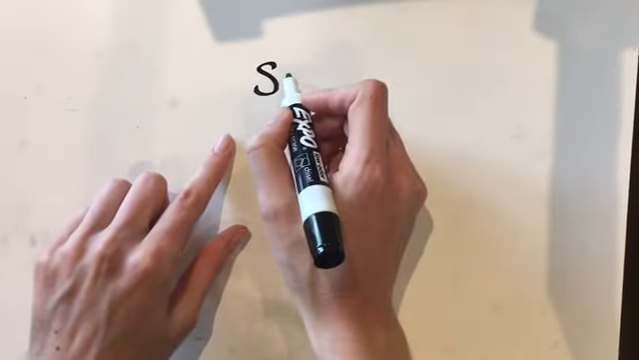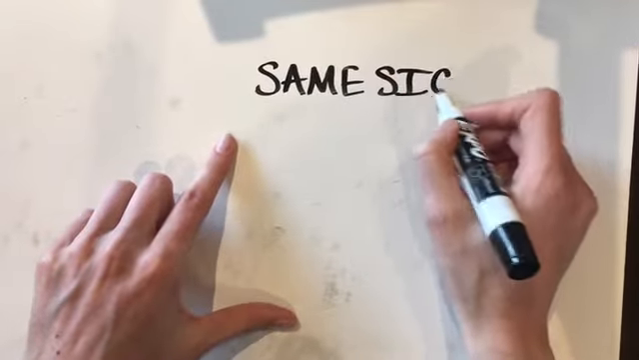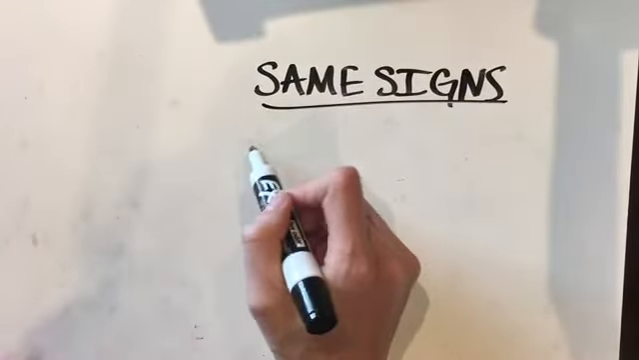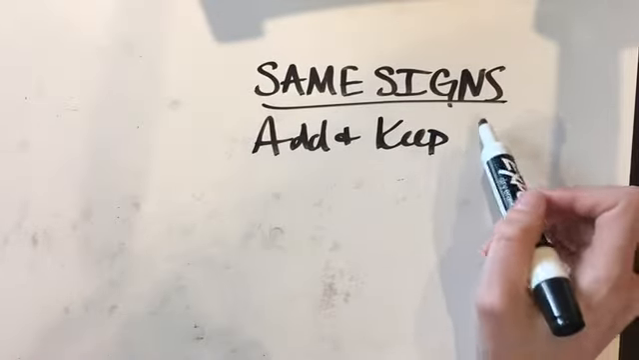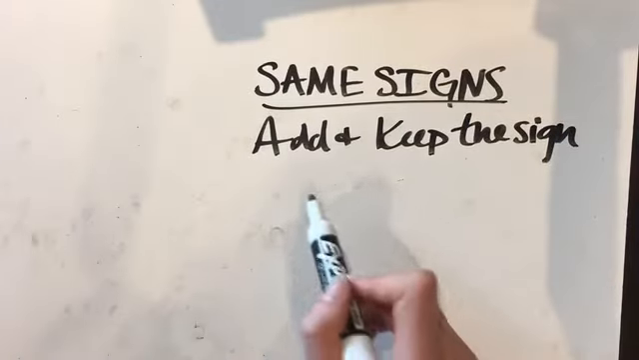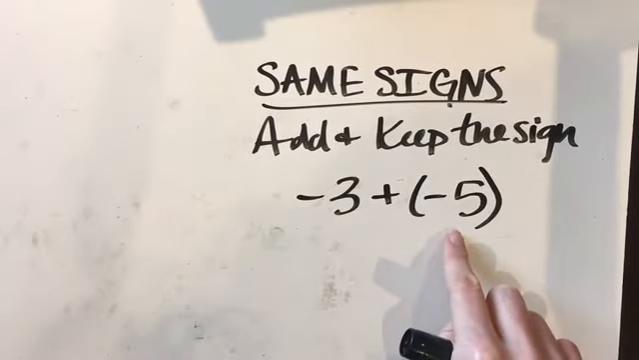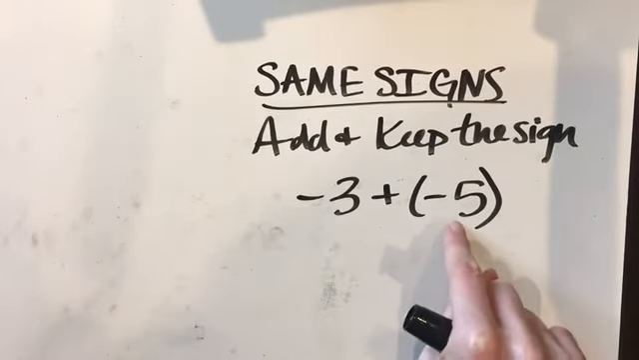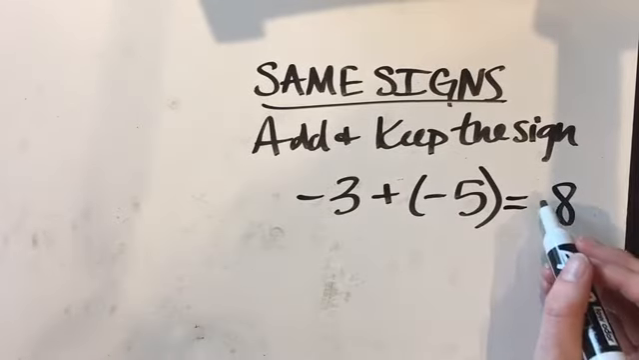If the two numbers have same signs, we would say add and keep the sign. So on the last one where we had -3 plus -5, the signs are the same. They're both negative numbers. So we would just add them without the sign. So 3 plus 5 would be 8, and we keep the sign. Since these were both negative, it'll stay -8.